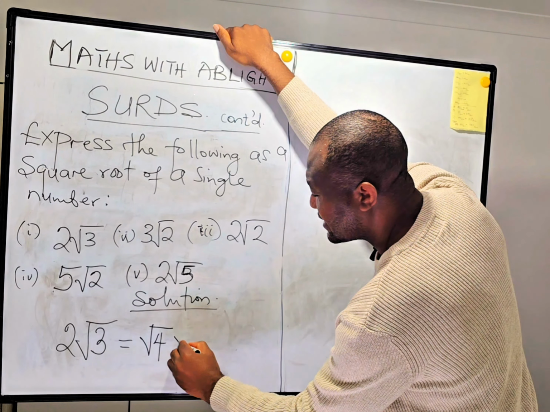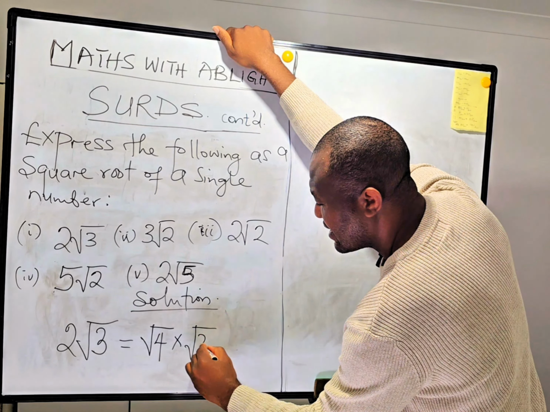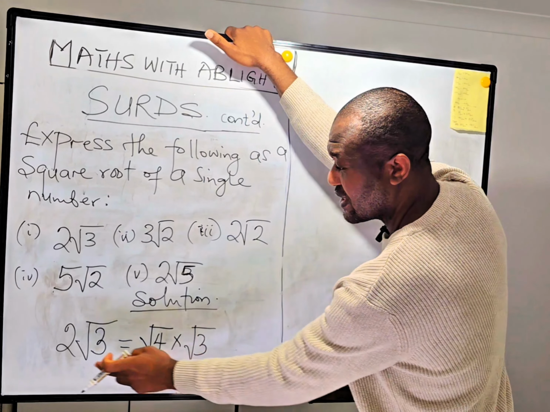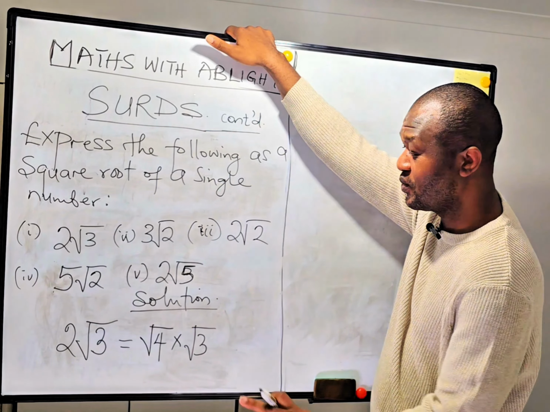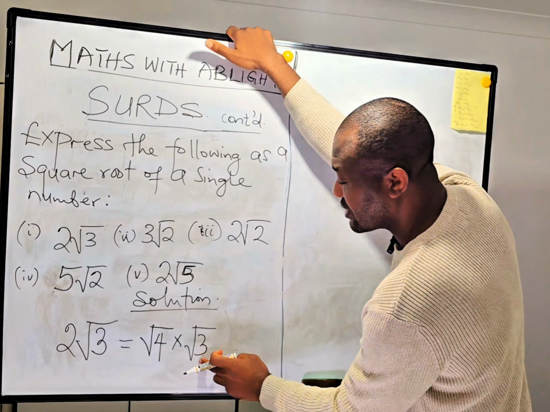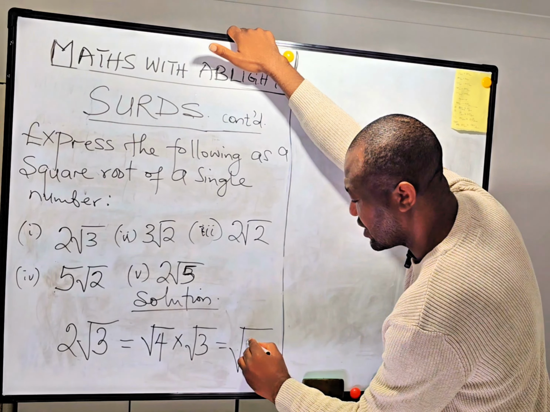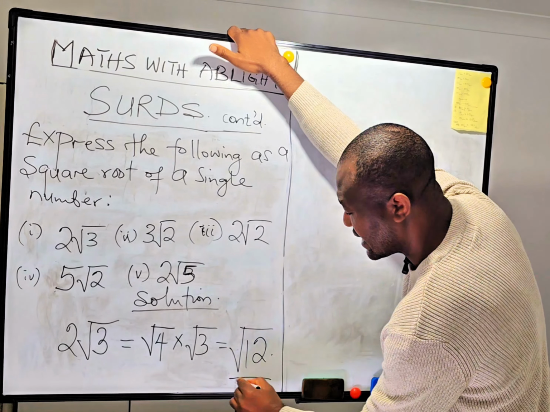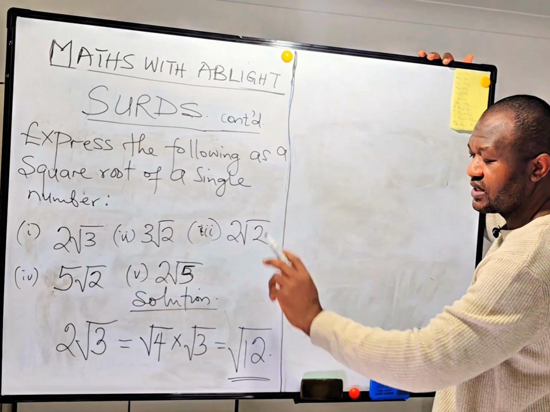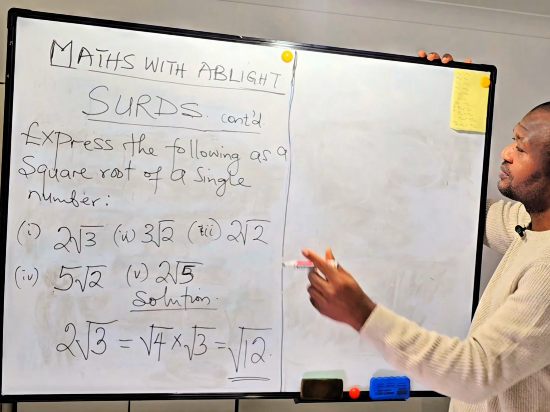And then it is going to be multiplied by square root of 3, because the square root of 3 is present there. This one is this one. We've not done anything. We only expressed this in a square root form. So this can multiply itself right now. And that gives you what? Square root of 12. So this is the answer they want from you, because it says express it as a square root of a single number. This is a single number with a square root above it.